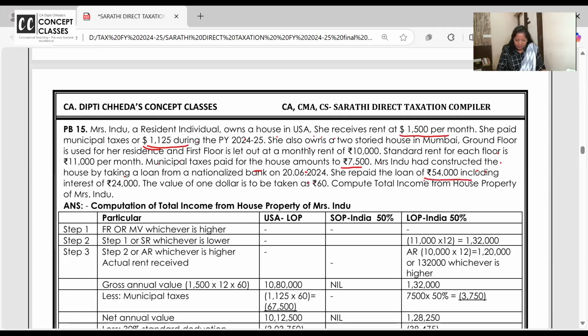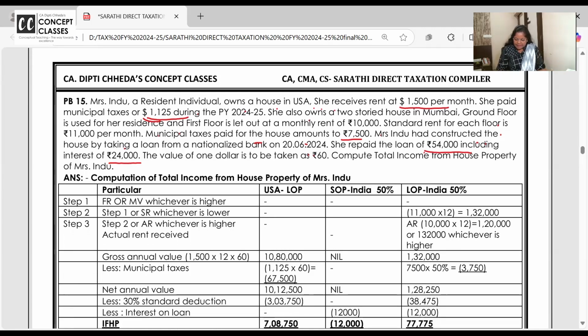She repaid the loan of 54,000 including interest. What will you take as a deduction, 54,000 or 24,000? 24,000. Ma'am, then why did they give 54,000? 54,000 is your total EMI, which includes interest and the principal. The value of $1 is taken as 60.